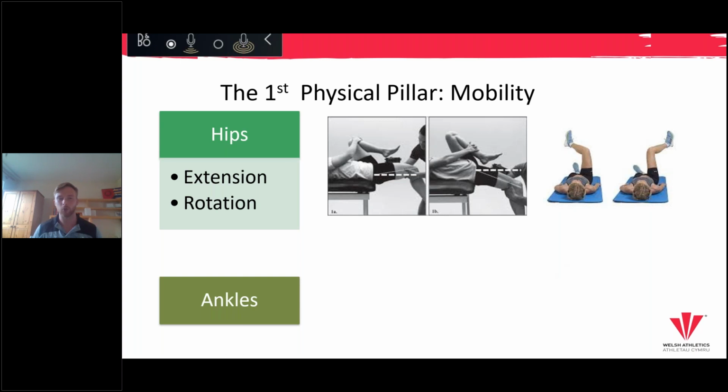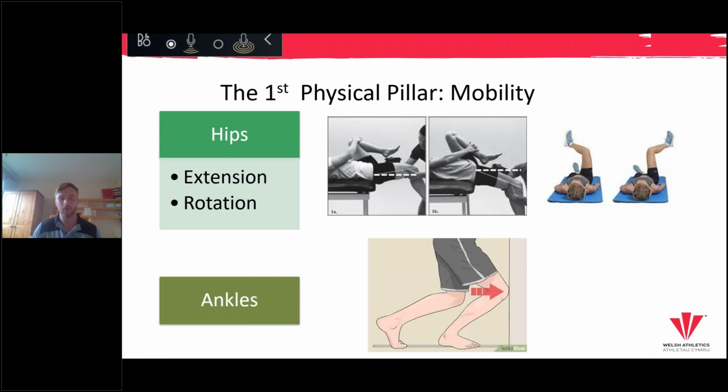And finally, the ankles. And these essentially, again, is how far forwards can your knee go over your toes. Now, you don't want to have excessive mobility here, because obviously you want ankles that are able to transmit force effectively and not too floppy, if that makes sense.